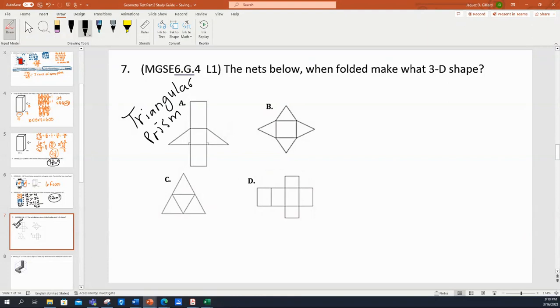All right. The next one, B. Always think about this. If the base is a square, and we're going to assume that's a square, it could be a rectangle, but we'll assume it's a square, and the sides are triangles, we know that the triangles indicate a pyramid, and the base of it tells you the name of it. So we're going to say this is a square pyramid.